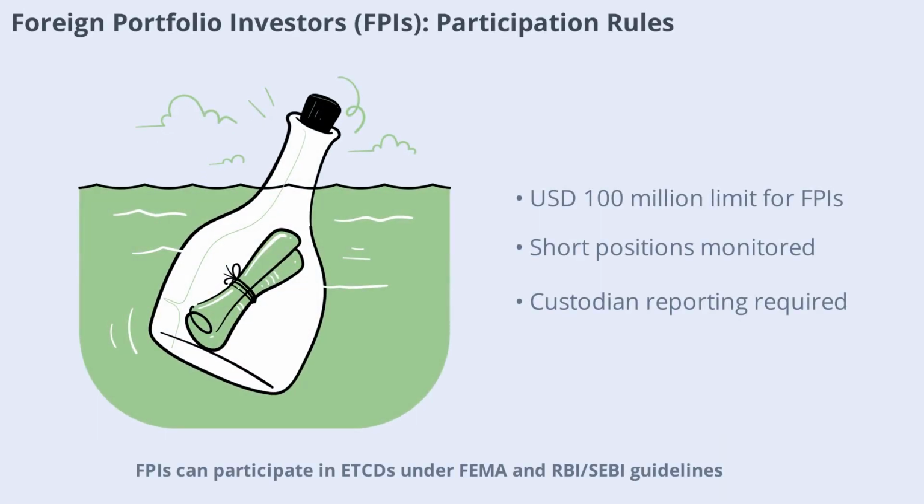FPIs can participate in ETCDs under FEMA and RBI SEBI guidelines. They may take positions up to USD 100 million equivalent across all INR currency pairs without needing to establish underlying exposure. FPIs must ensure their short positions do not exceed this limit, and exchanges report their positions to designated custodians for compliance monitoring.